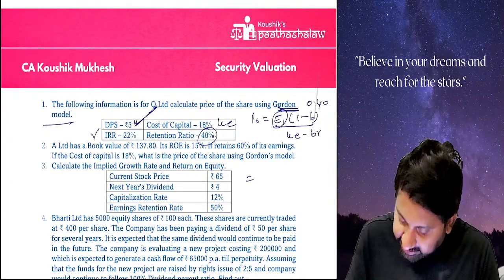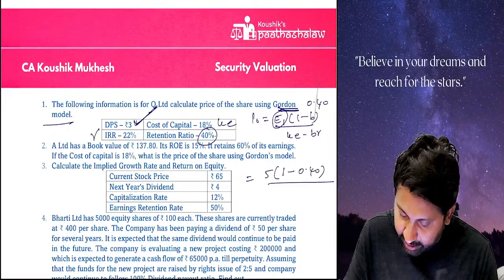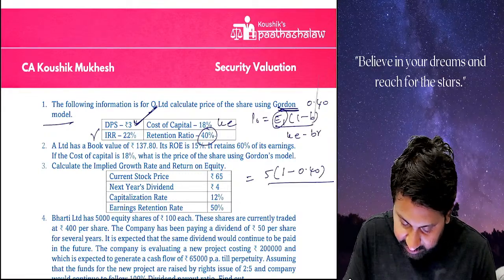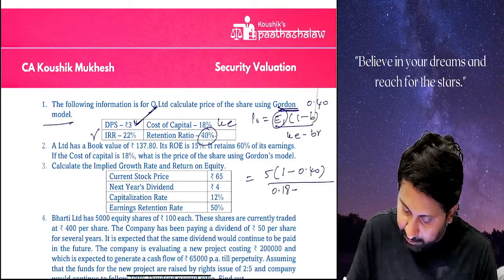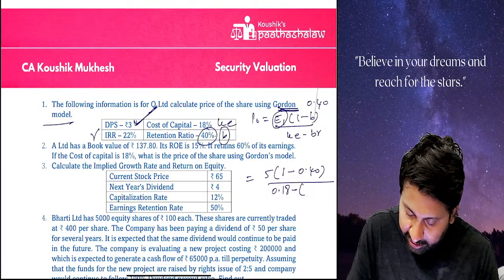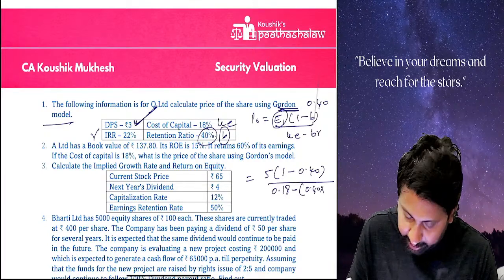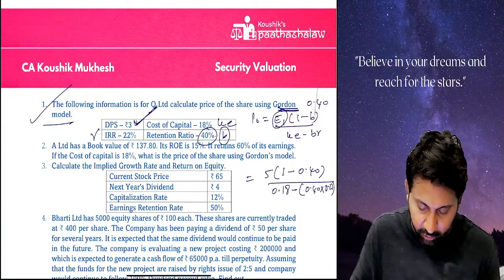So totally how much is the E? 5 into 1 minus 0.4 divided by KE. How much is the KE? 0.18 minus B into R. What is the B? Retention proportion. 0.4 into R, 0.22. We'll get the answer. That's how we have to do.